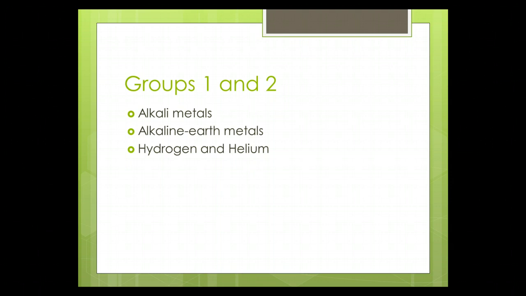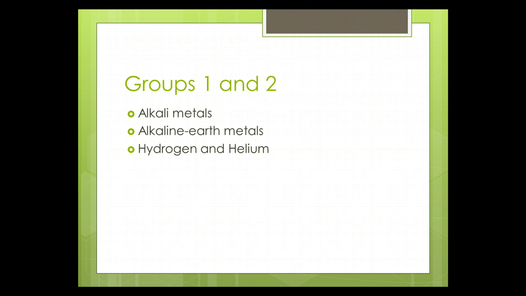Group 2 of the periodic table is called the alkaline earth metals, and it contains beryllium, magnesium, calcium, strontium, barium, and radium. They are less reactive than group 1. They are harder than group 1, they are denser, and they are stronger than group 1. They also have higher melting points, and they are less reactive.